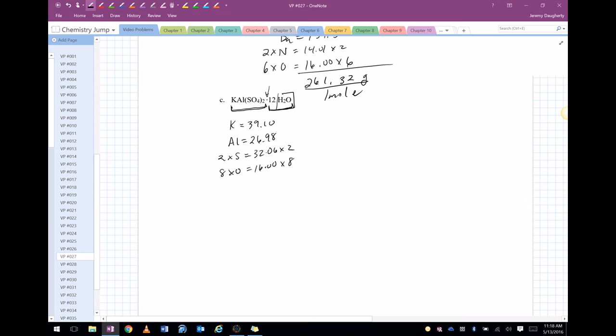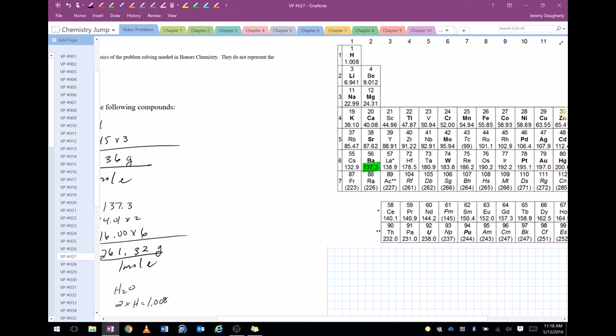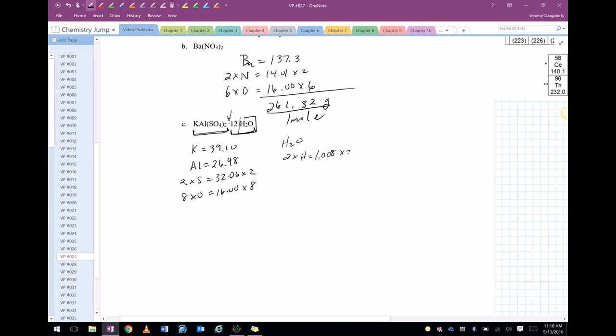I know that looks like a multiplication symbol, but that's the symbol to show that it's a hydrate, that it's surrounded by waters. So I'm going to take 12 times H2O. I don't want to confuse you too much, so let's do water over here by itself. Here's water. We've got 2 times hydrogen, which is 1.008, times 2. And then I've got the 1 oxygen, which is 16. Let's add these up separately here.